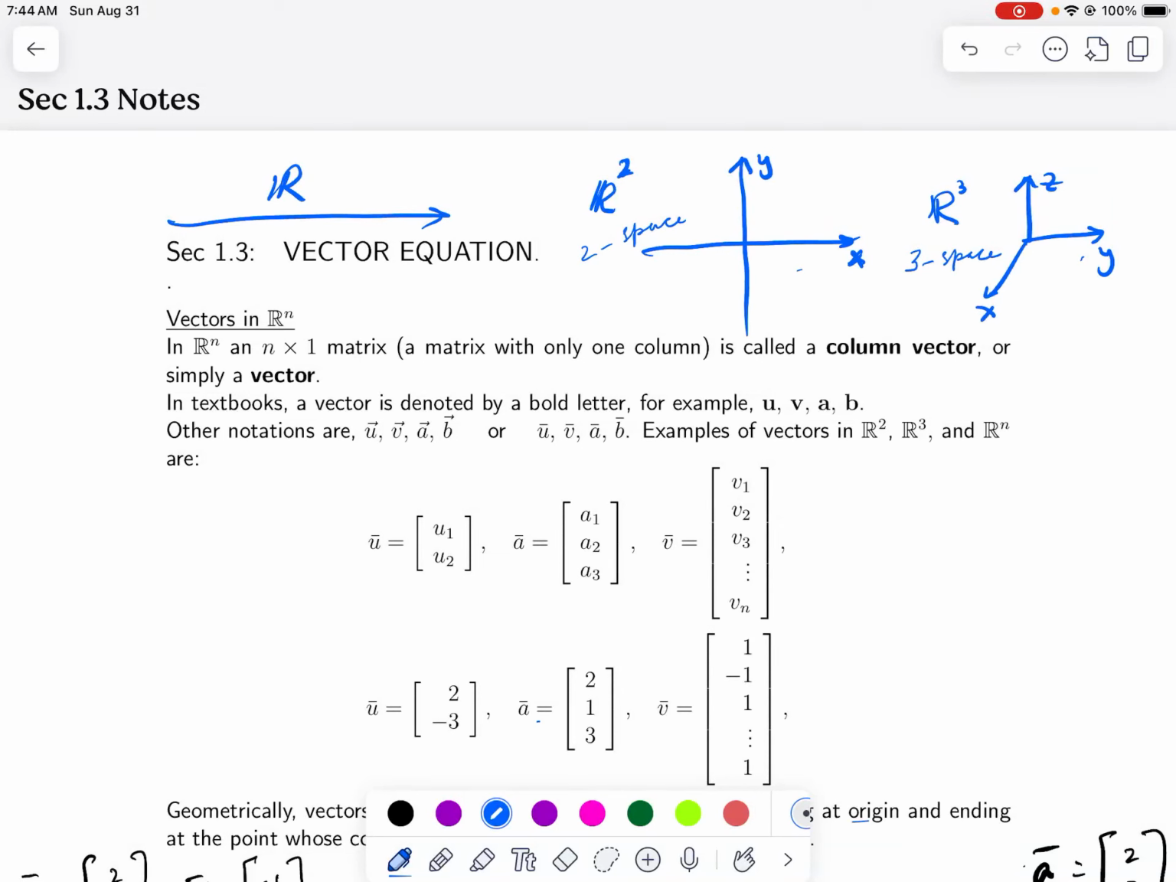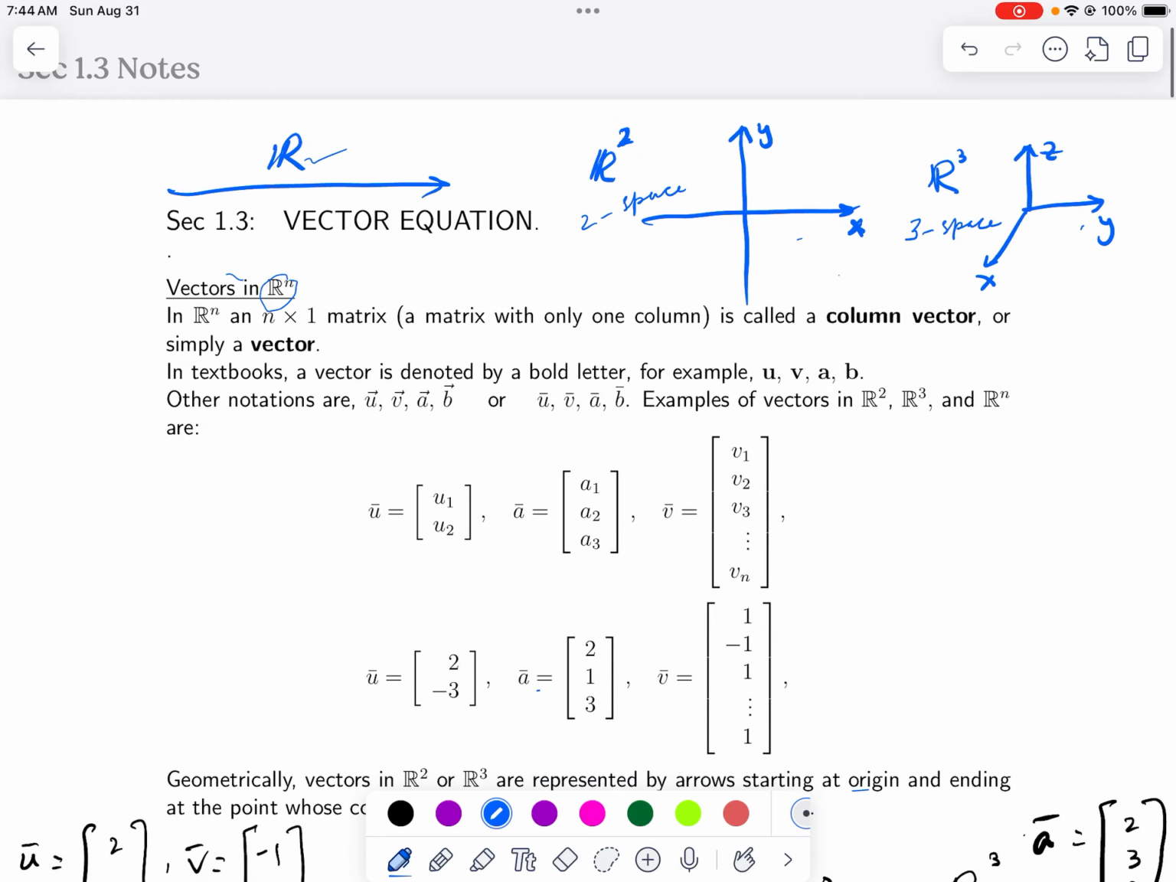Hello, we are now looking at section 1.3, vector equations. We will talk about what vectors in Rn are, the space Rn. So what is Rn? If you recall, if we just have R, that is our real number line, a single line. If we have R2, then we have two-space, or a Cartesian coordinate plane like over here, where depending on our variables, instead of x y we can have x1, x2.